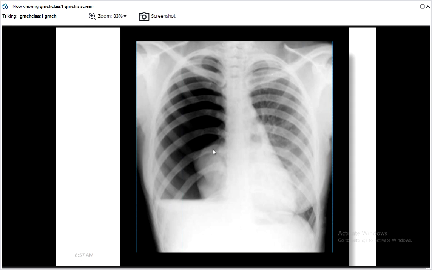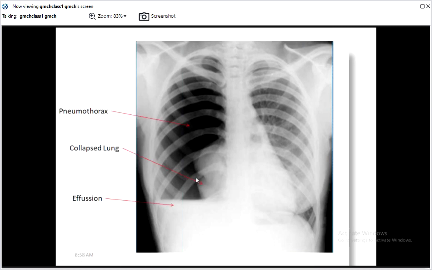Now what is this? This is not a hard shadow. This is basically a collapsed lung which has been pushed by the pneumothorax as well as fluid. So this opacity is a collapsed lung. Okay, I have explained that.